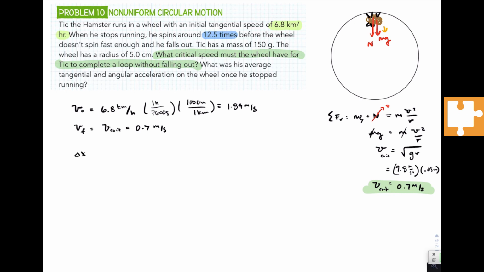So delta X is going to be equal to 12.5 times the circumference, so 2 pi times the radius. So we'll do 12.5 times 2 pi times the radius, which is 0.05 meters. And that's going to give us 3.93 meters. Okay? Cool. So we have X, we have two speeds. What kinematics equation do you think we want to use?